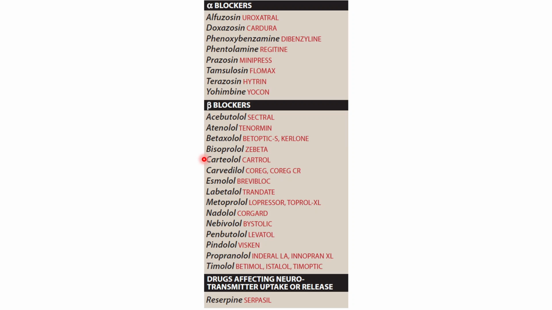Then labetalol and carvedilol, these drugs are blocking both alpha and beta receptors. So they are beta blockers, but also block the alpha 1 subtype of receptor, and that leads to the dilation of the vessels and a reduction in the blood pressure. That is why they are useful in the treatment of hypertension.